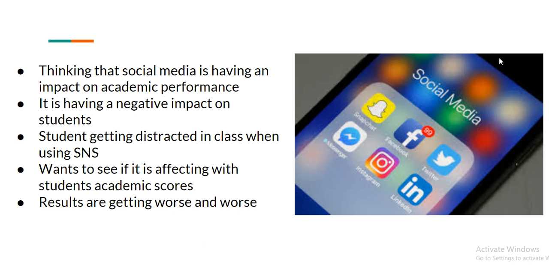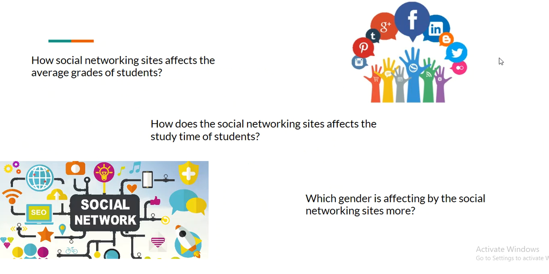So what does SNS mean? SNS means social networking sites, and we think that the results of students' academic performances are getting worse and worse throughout the years. And also other questions that are related to the question that we're doing are how social networking sites affect the students' average grades, how do social networking sites affect the students' studying times, and which gender is getting affected by social networking sites more.